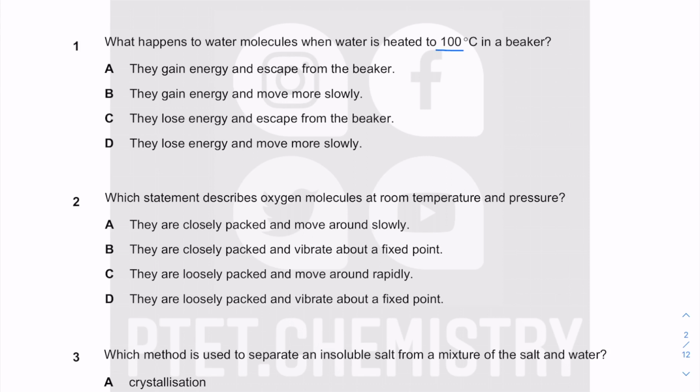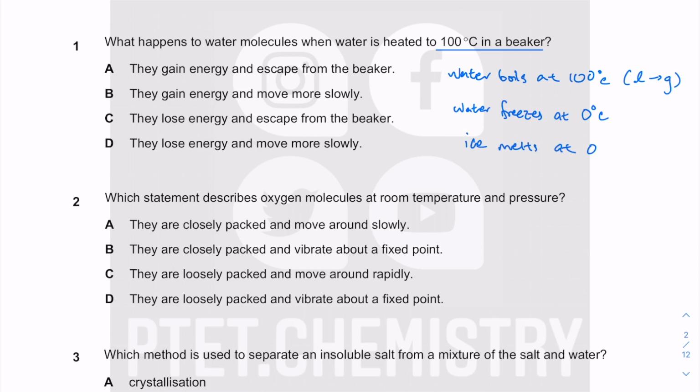We know that water boils at 100 degrees Celsius, so I hope you know water boils at 100 degrees Celsius. So that goes from liquid to gas, that is boiling. And don't forget that water freezes at 0 degrees Celsius and the ice melts at 0 degrees Celsius. So freezing point is equal to the melting point as part of the heating and the cooling curve idea.